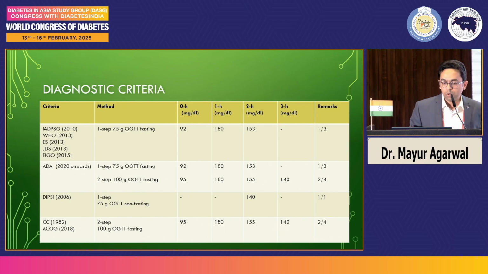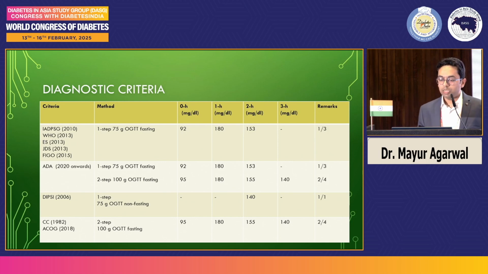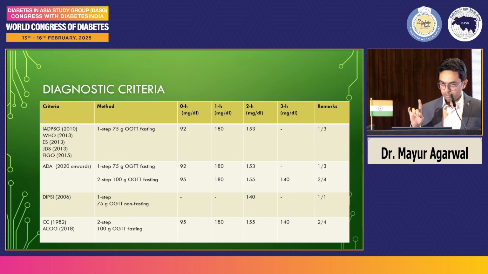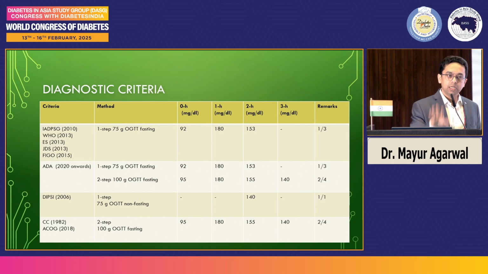Now let us talk about the IADPSG and the ADA, WHO, ES, FIGO, all those guidelines. Here what they do is one step: fasting, 75 gram anhydrous glucose, and if the fasting is more than 92, 1 hour more than 180, or 2 hour more than 153, if any one of the three is abnormal, you will label this patient as GDM.